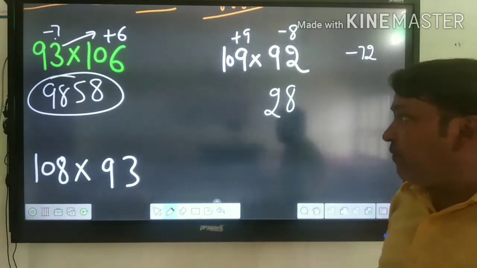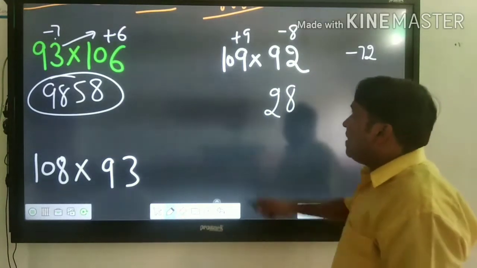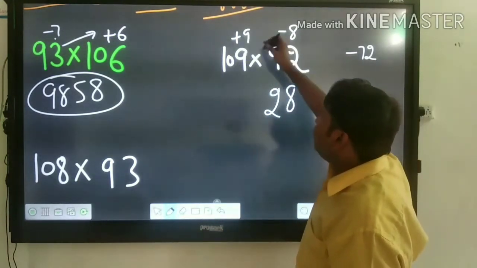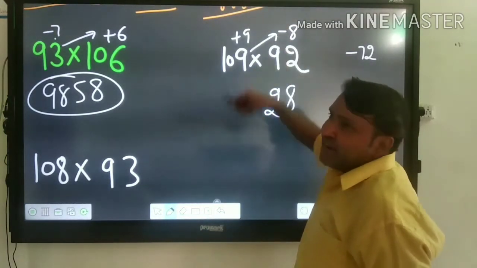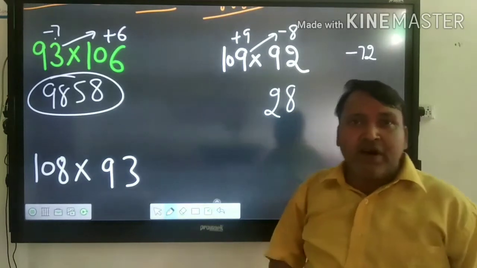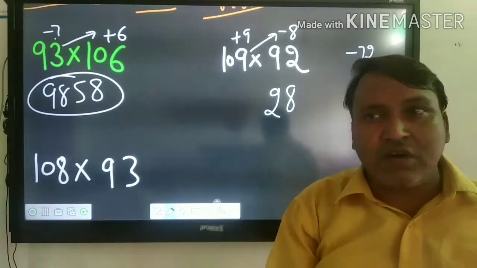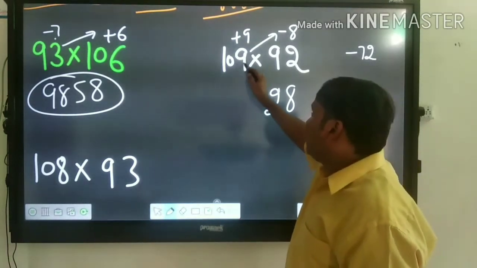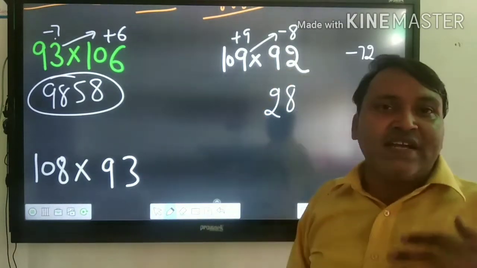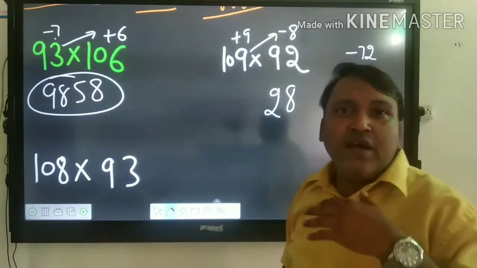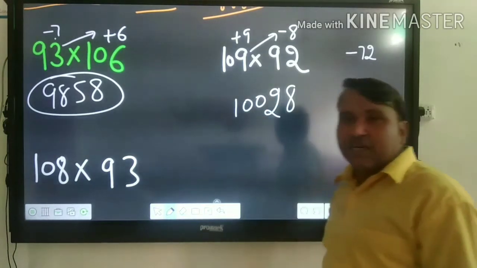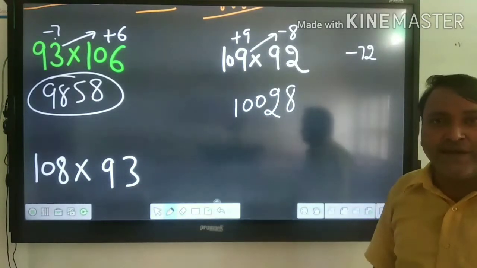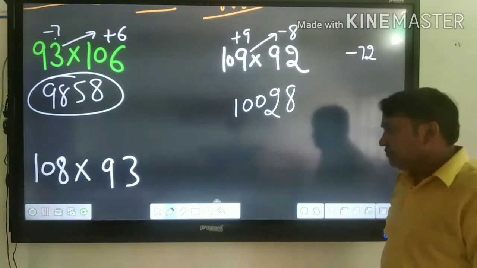Now I have to do crossing: 109 minus 8. What is the answer? 101. But I know that I have to subtract 1, because I have taken a carry. Okay, so the answer is 109 minus 8, that is 101. Again, I will subtract 1. So the answer is 100. So in this way, we can write the answer, students.